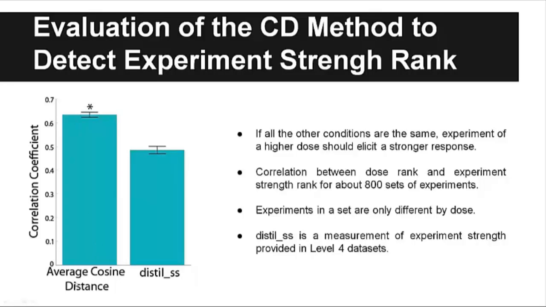So here's the correlation using average cosine distance. It's about 0.6. And here I use the QSS, which is a measurement of experimental strength provided in the API level 4 data sets based on the z-score signatures. So you can see that the average cosine distance is significantly better in the correlation between the dose rank and the experimental strength rank.